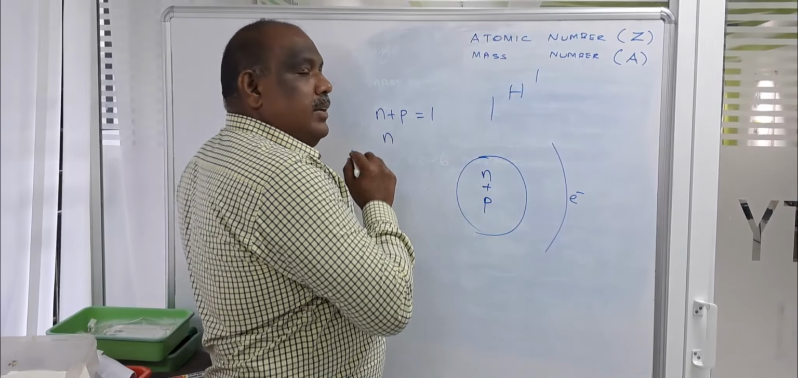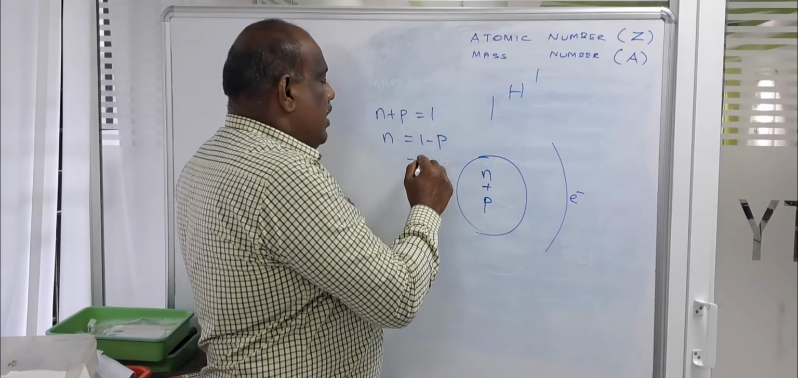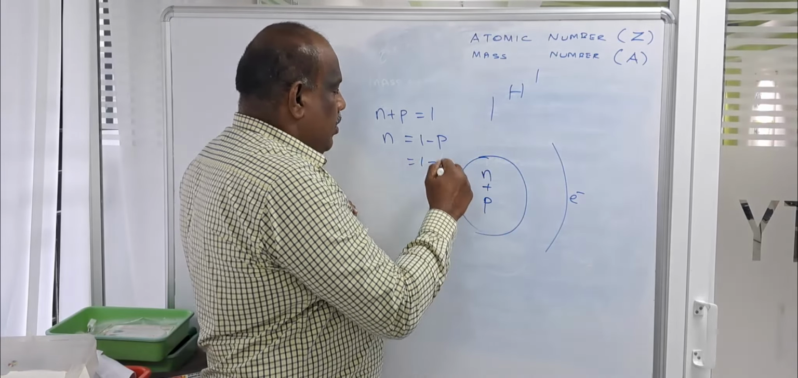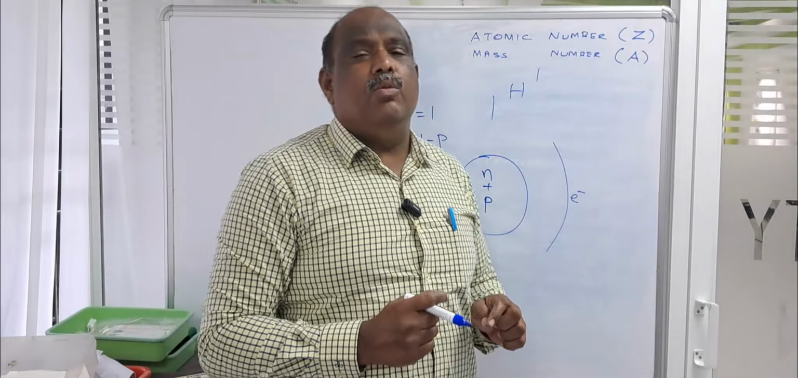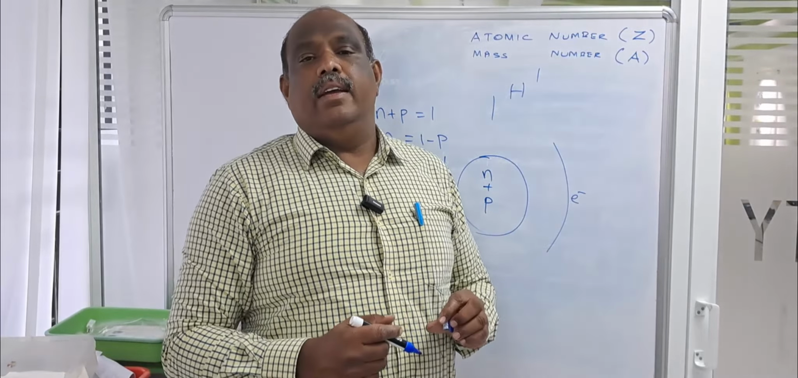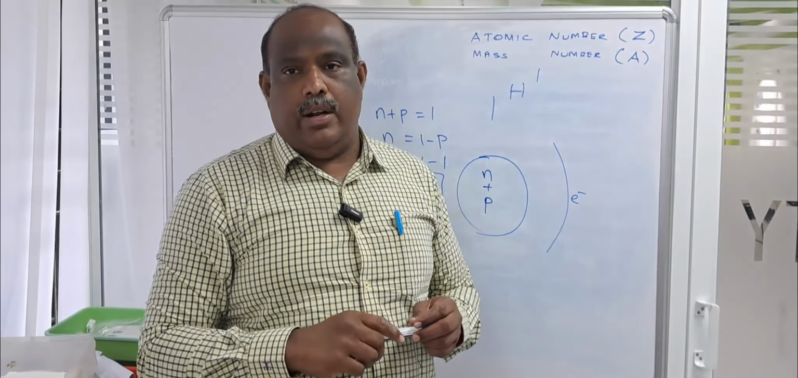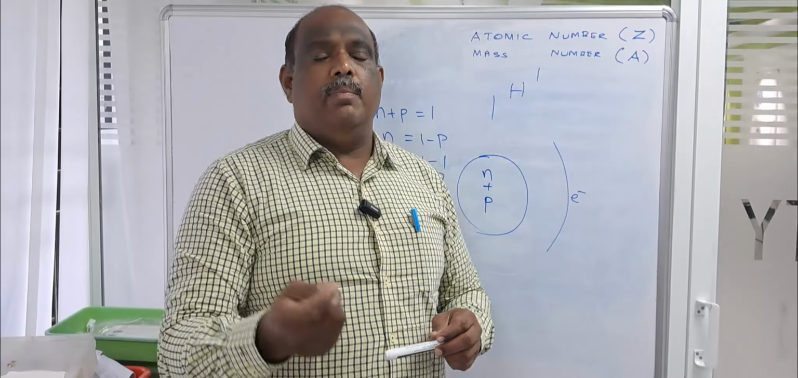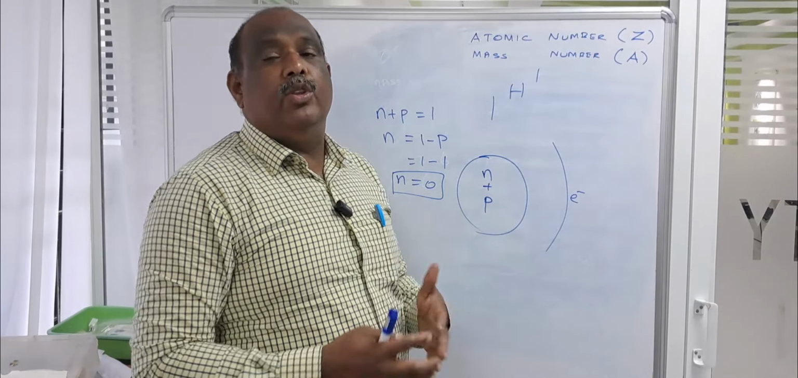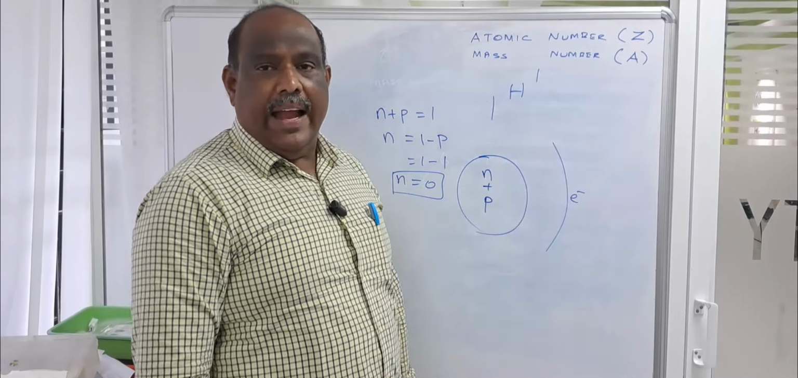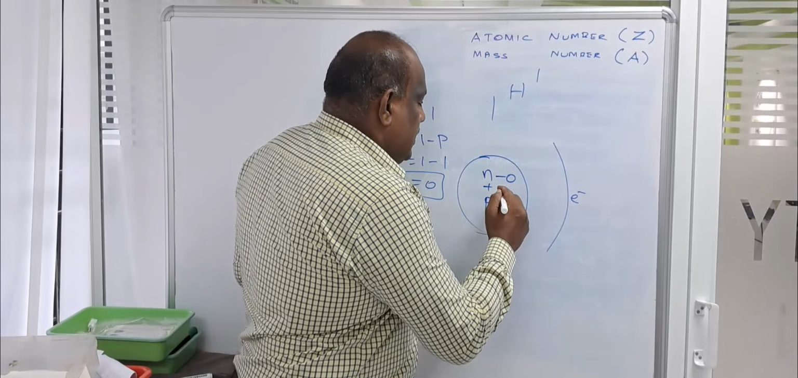Now what is the number of neutrons in the case of hydrogen? It is 1 minus the number of protons. What is the number of protons? 1 only, we already know. So the number of neutrons in hydrogen is what? 0. So the only element in the world with no neutron is hydrogen. All other elements will definitely have at least one neutron. They may ask you in a question, in a core company or when you are going for IIT, to name an element without neutrons. Then you have to immediately tell it's hydrogen.